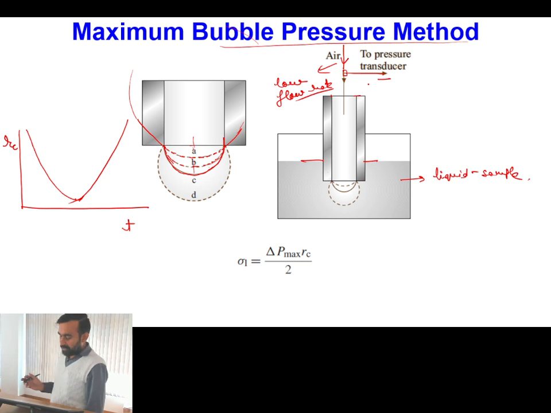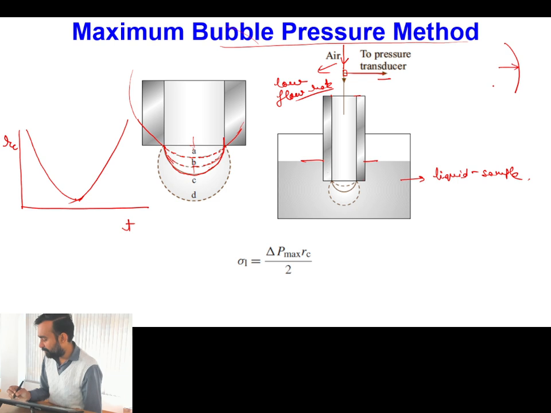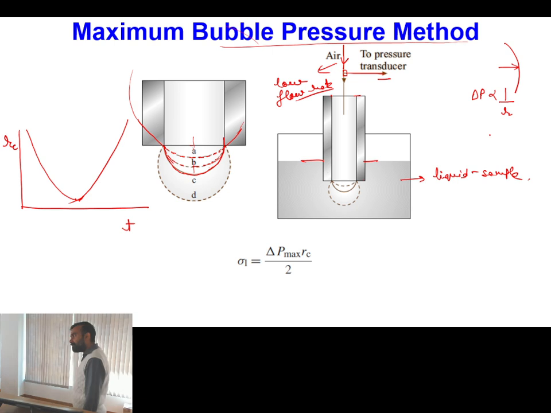So ultimately what will be happening: whenever the needle is submerged inside the liquid and we allow air to enter, a bubble will form at the interface. Is this one clear? So the bubble will be forming over here. Now, what is the Laplace equation? The Laplace equation says that if I have a bubble, then delta P is inversely proportional to the radius of the bubble.